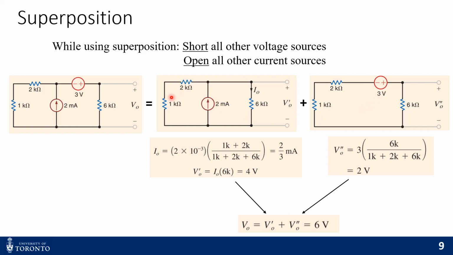Now from here we can apply the current divider rule, find out I naught, and if you want to find out V naught, we multiply by the 6 kilo ohms to find out the V naught prime, which is the contribution from the current source only. And in the second circuit, it's a series circuit, so we apply voltage divider rule to find out V naught double prime. And once we find that, we can find the original V naught by summing the V naught prime from the current source and V naught double prime from the voltage source to get the ultimate V naught, which is 6 volts in this case. So that's the idea of superposition.